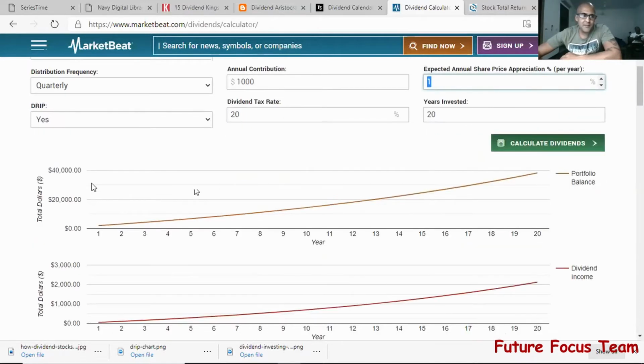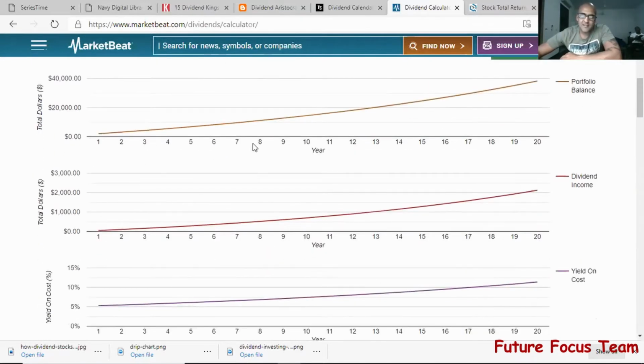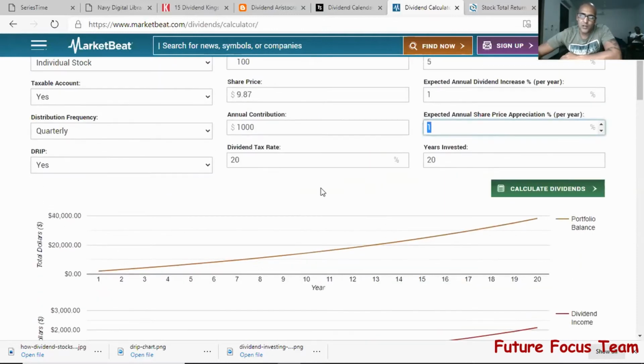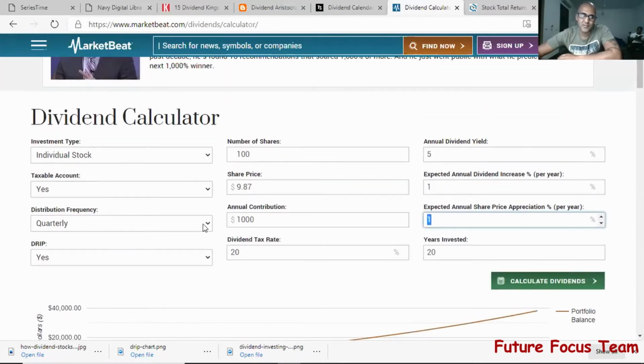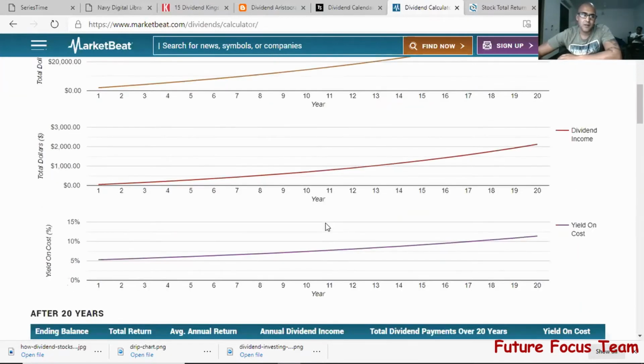All right, so you just come down here, and it just has some great info on it, like where you would be after 20 years. So you can start it here. You would start with 2,000, and after 20 years in this portfolio, doing everything that you did up here, you would have 38,236 out of this one stock. I just used one stock as an example on here.